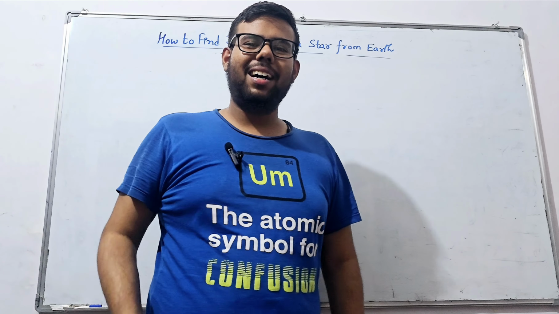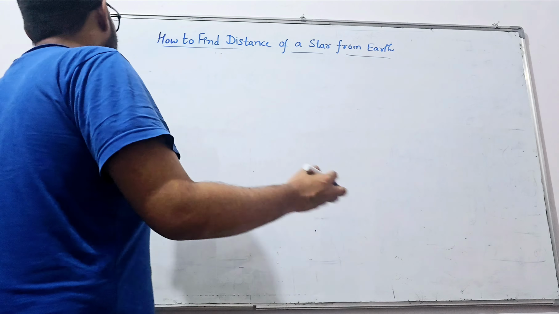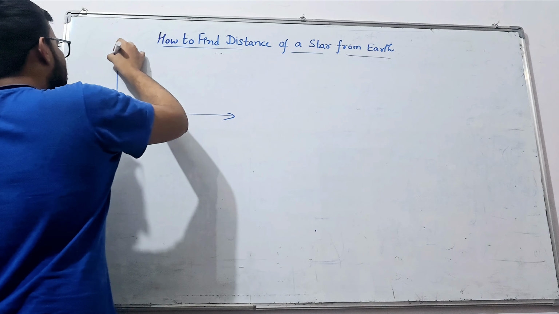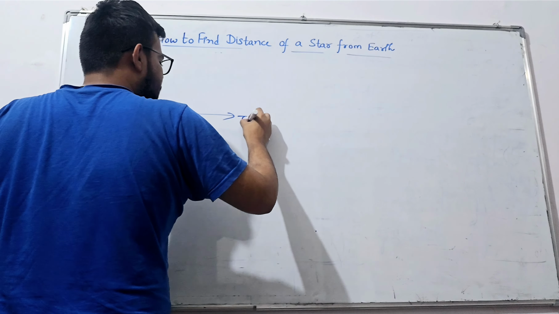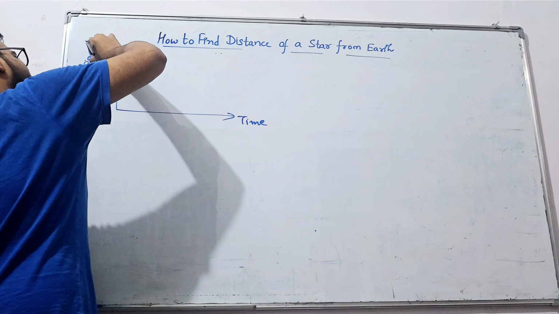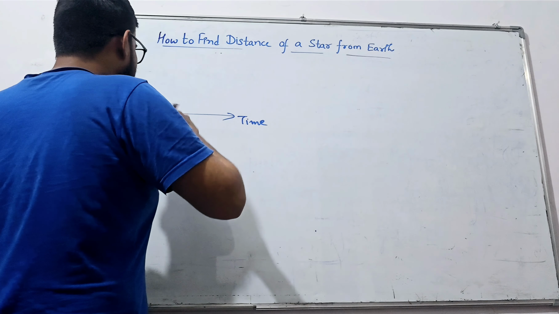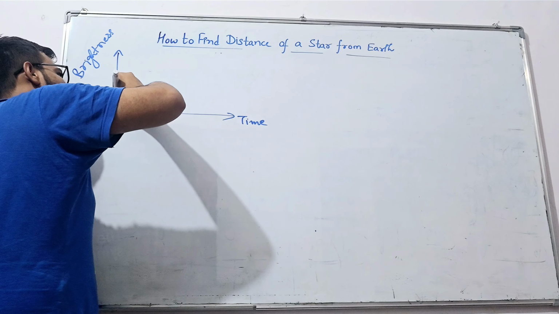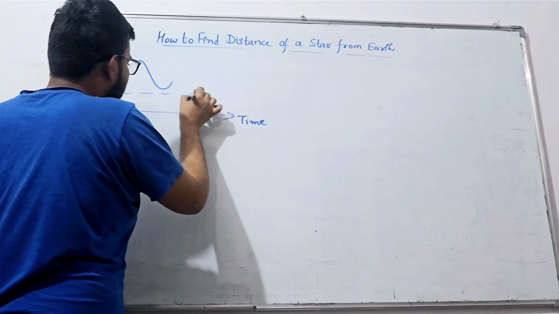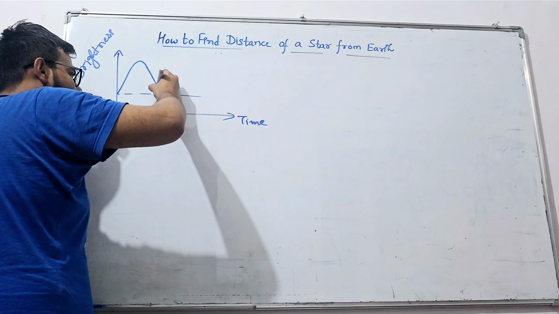Now let's see the light curve of a Cepheid variable. How does it look? Well, let me tell you. This is your time, and this is brightness. In simple layman terms, I will say brightness. It looks somewhat like this.